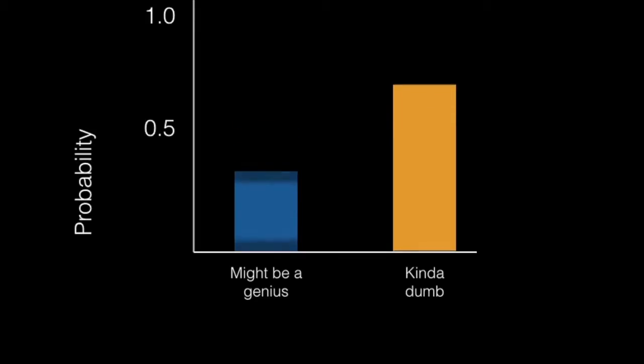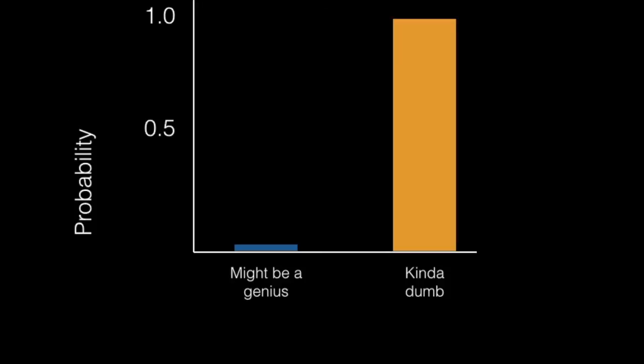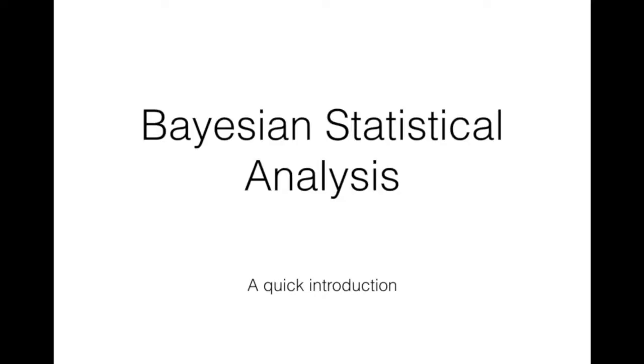Based on that experiment, we can modify our chart. That's a little introduction to the world of Bayesian statistics. We had some prior beliefs, we collected some data, and we modified our prior beliefs based on that data. Let's talk a little bit more about the details. This is an introduction to Bayesian statistical analysis.